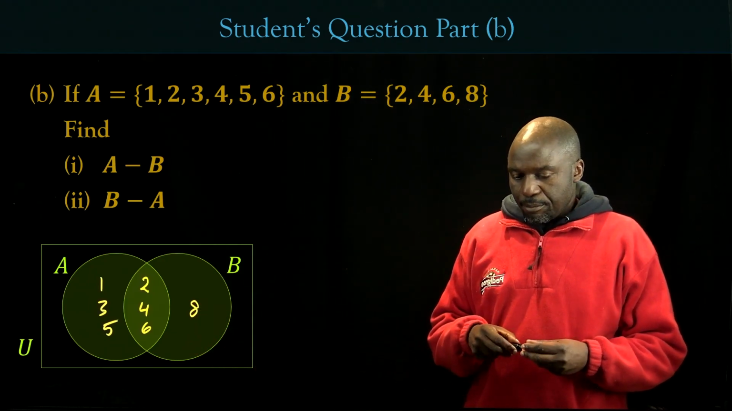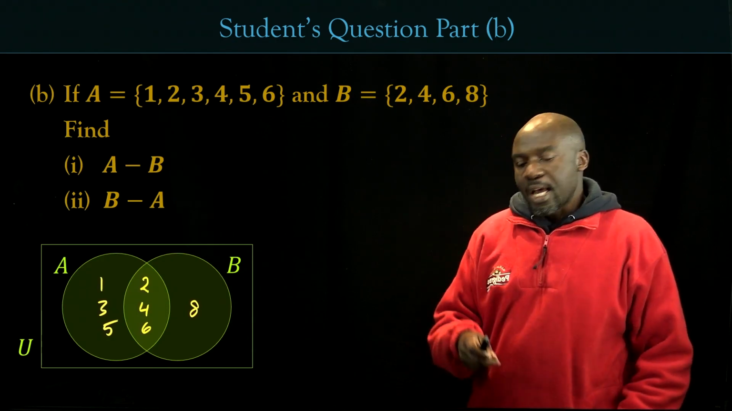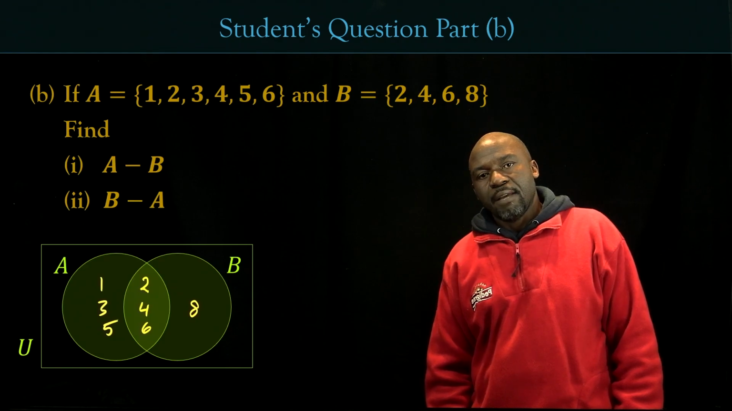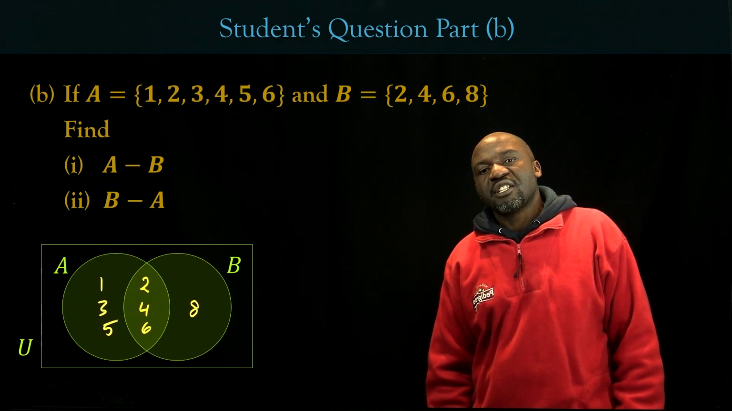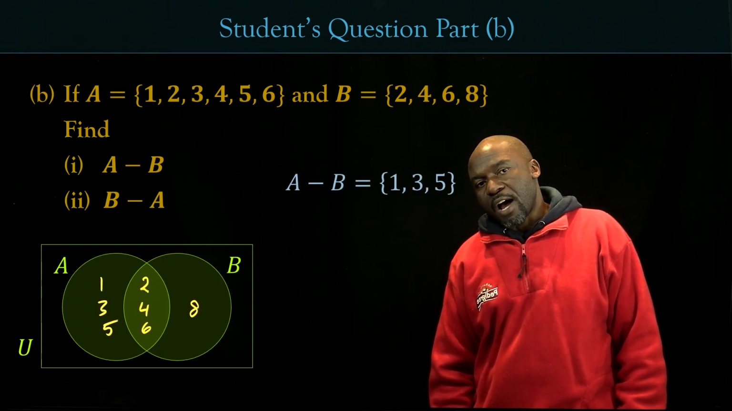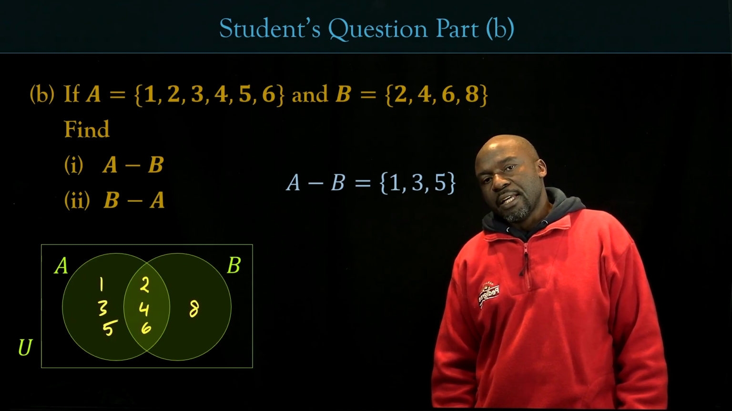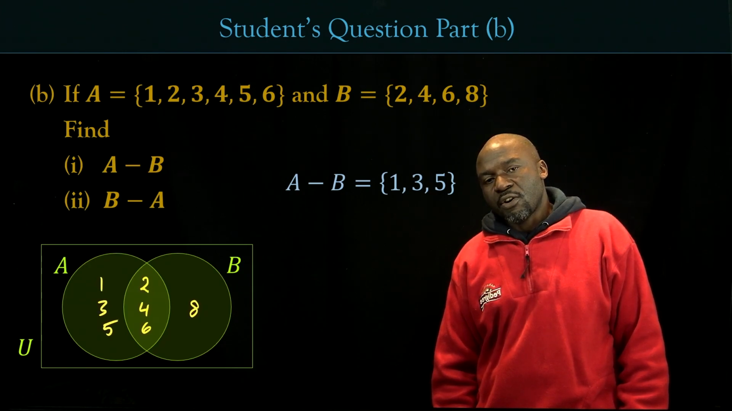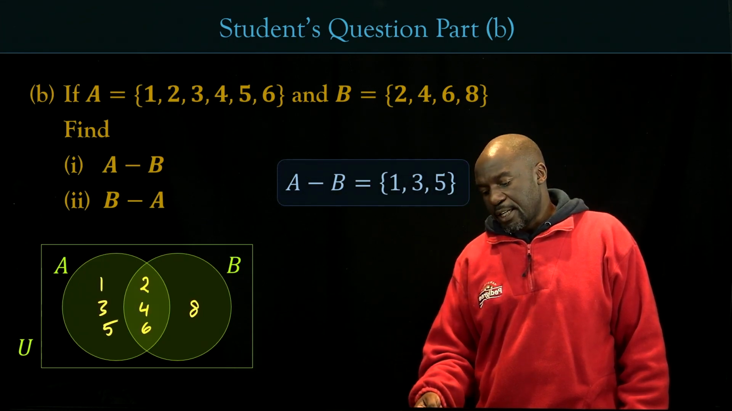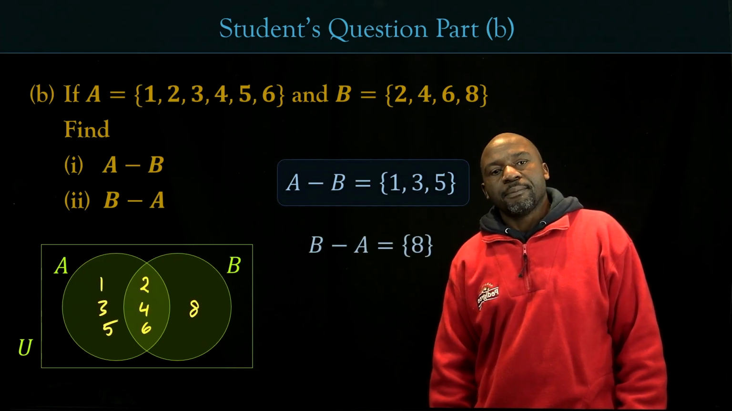For that reason, we can now see that A minus B, the difference set A minus B, is the set of all elements that are in A but not in B, and that is 1, 3, and 5. Okay? Similarly, B minus A are all elements that are in B but are not in A, and as you can see, that is only the set containing 8.